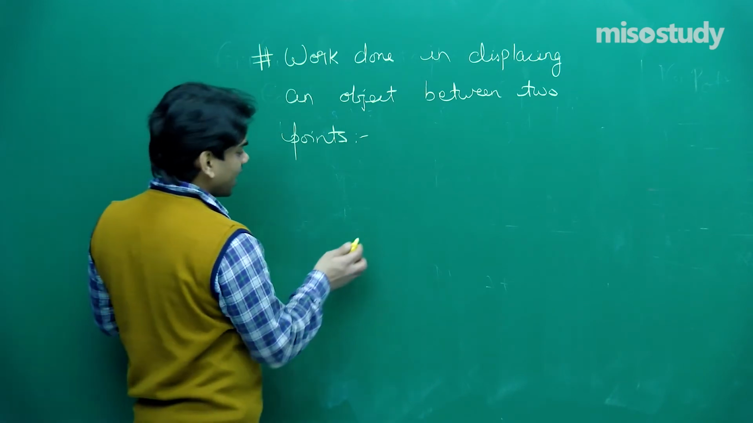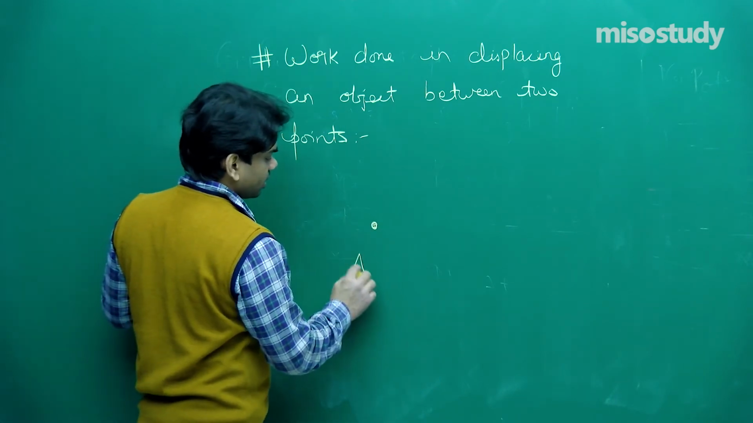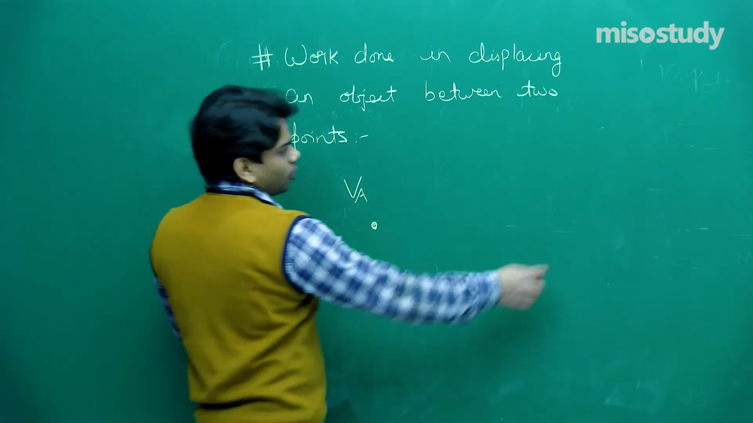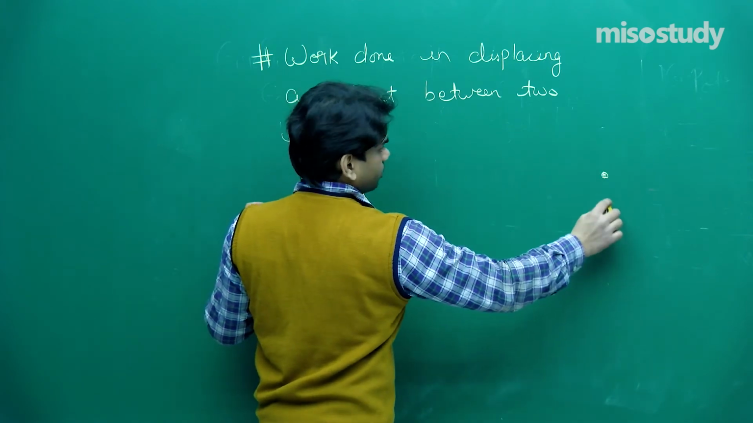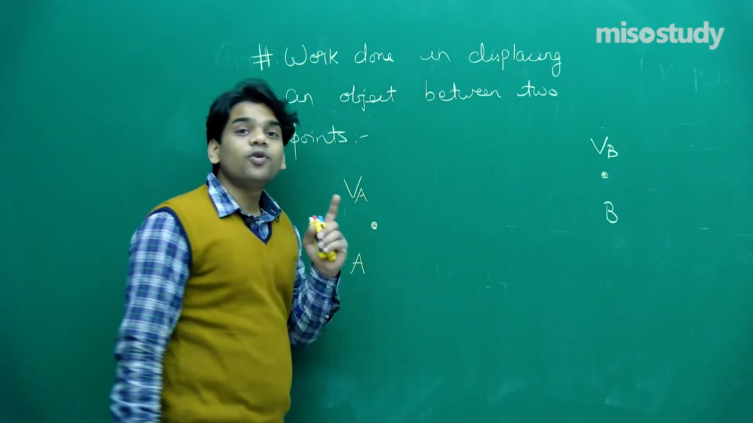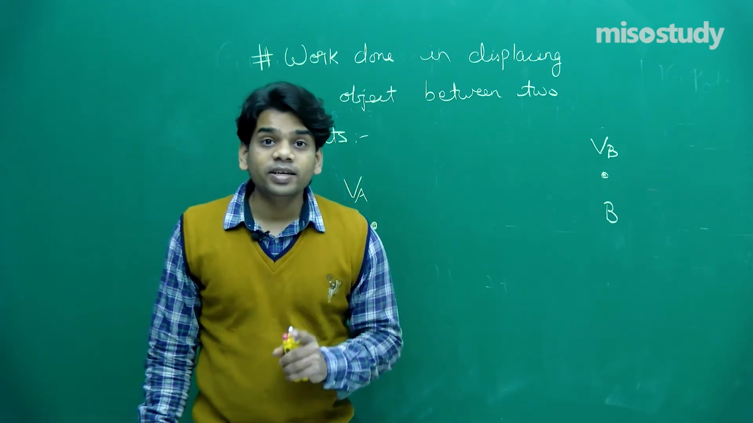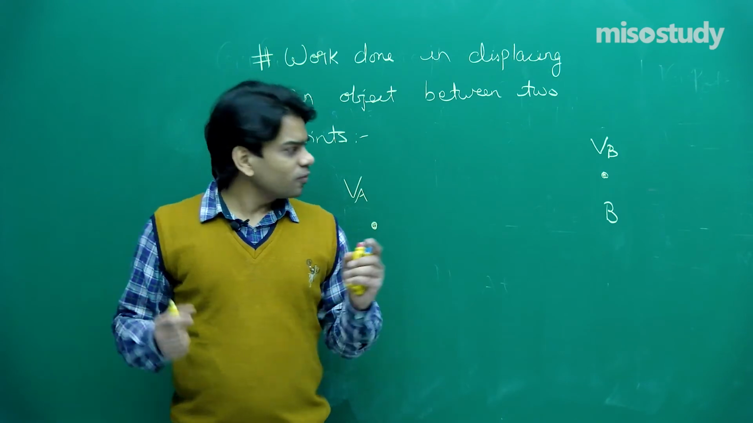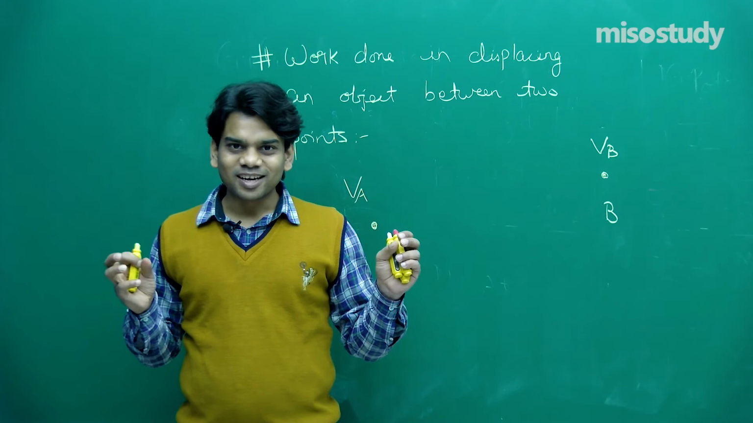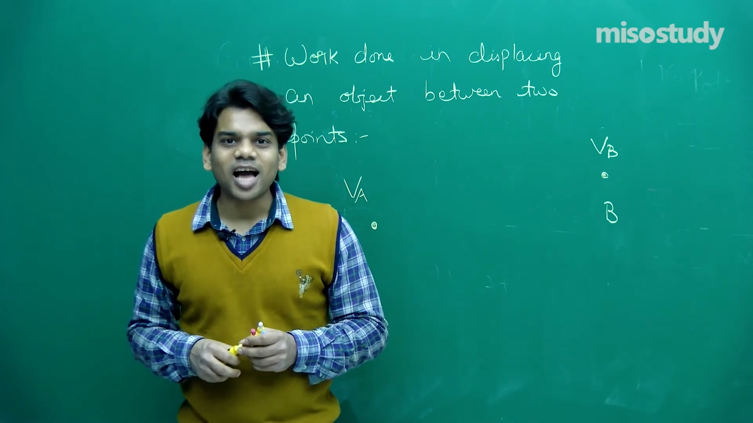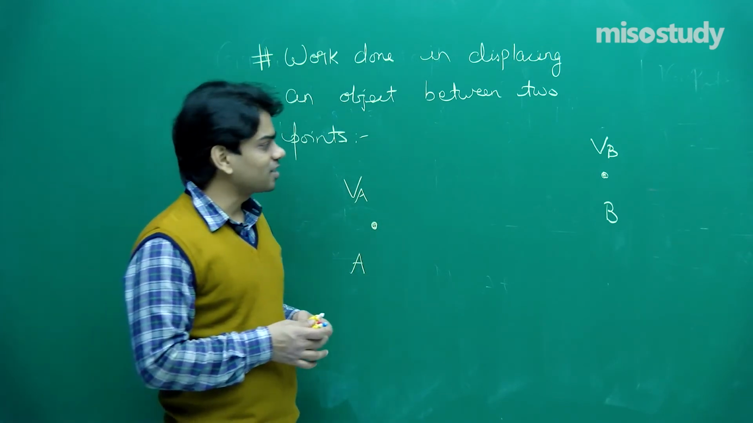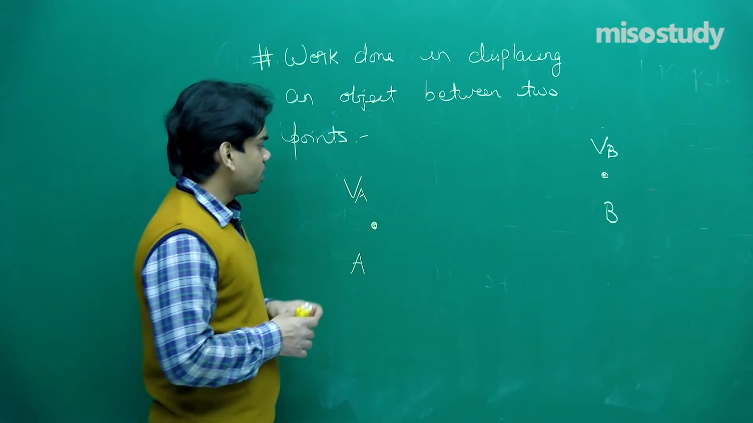Now see here, suppose I have one point A and let's say its potential is given as VA. Its potential at this point is given as VA, and now let's say we have another point B and its potential is given as VB. First of all, let me make it very clear to you all, gravitational force, the force that is exerted by the property of mass, that is gravitational field, gravitational force of attraction, that is a conservative force.